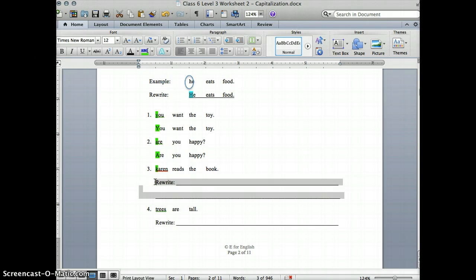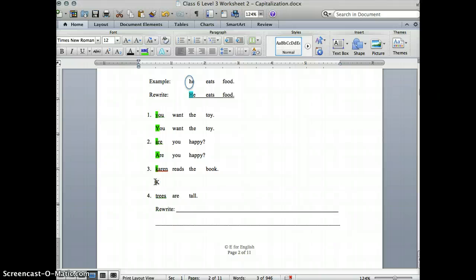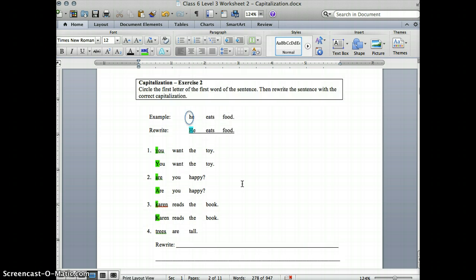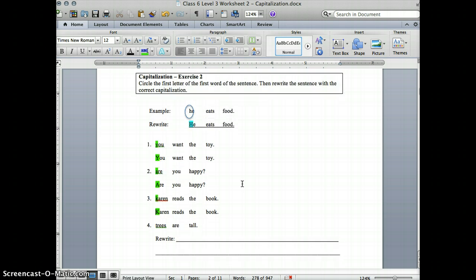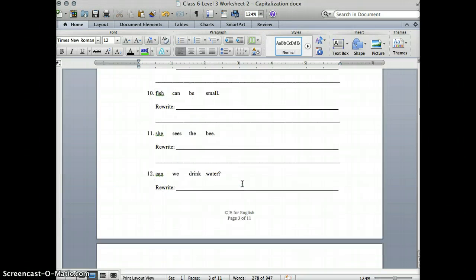What letter are we changing here? Is it R? Is it T? Is it K? Yes, it's K. So we're going to switch out the lowercase k for a capital K and then write the rest of Karen's name and then write the rest of the sentence just like it was. So again, the only thing we're changing is the first letter of the first word. And that's basically what you have to do for capitalization exercise 2. And I think you guys got the hang of that, so let's move on now.